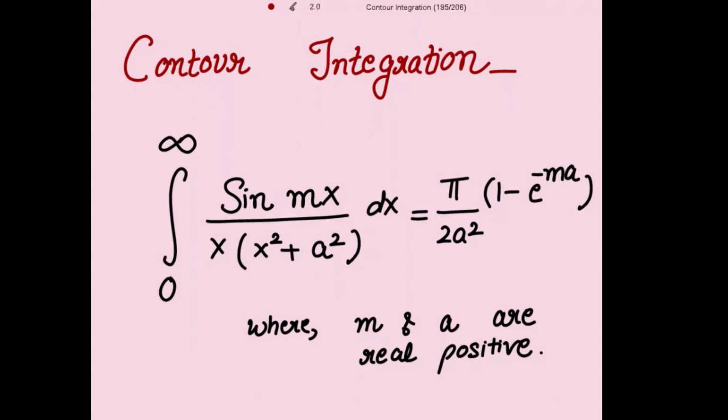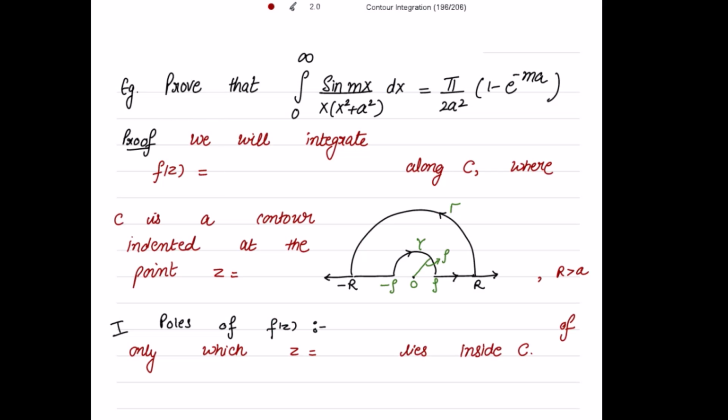Good morning. Let's start assignment 7, the contour integration. Integration from 0 to infinity, sine of mx over x into x square plus a square dx is equal to pi over 2a square into 1 minus e the power minus ma, where m and a are real positive. So let's start with the proof.